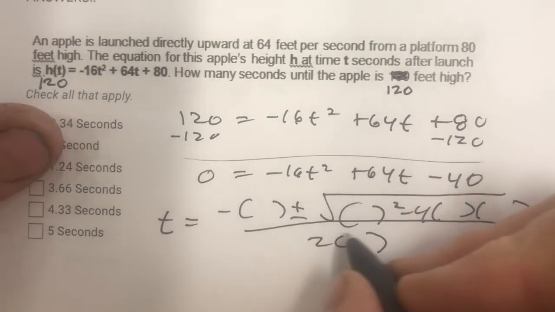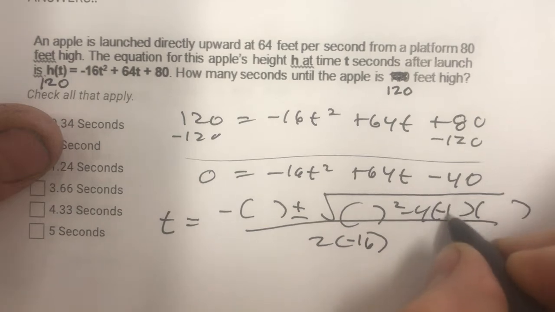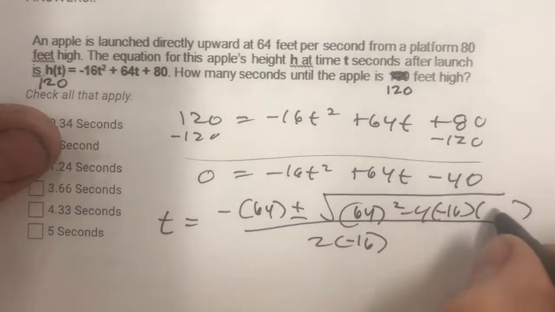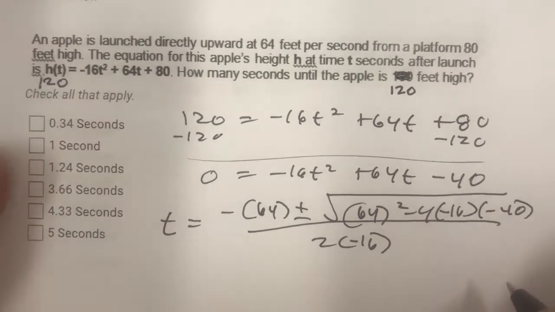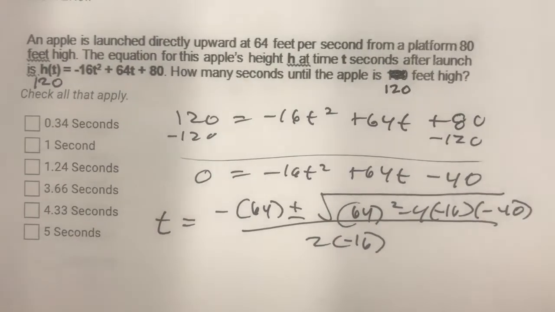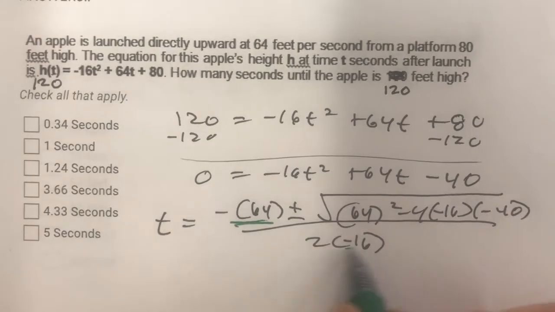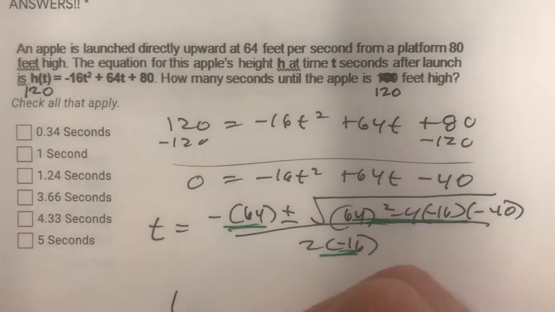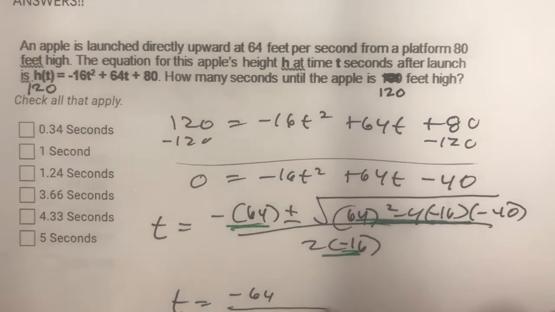So my a is negative 16. That goes here and here. My b is 64. It goes in these 2 spots. And my c is negative 40. It goes way down there. All right. So now I got my 3 things. Okay, so it means t equals negative 64. Down here I got 2 times negative 16, which is negative 32.